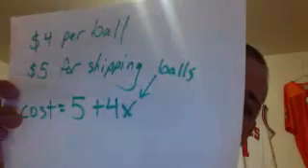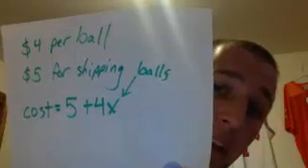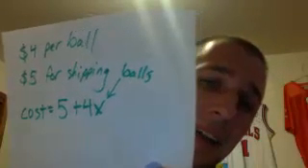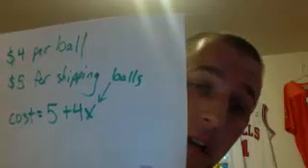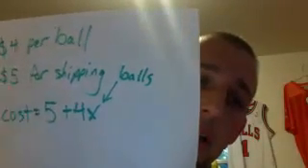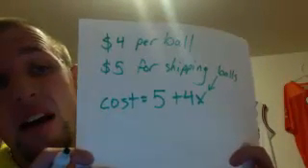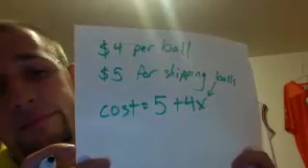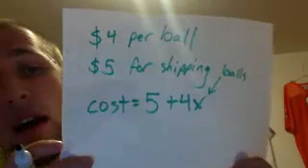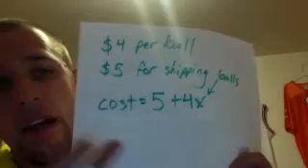Okay, so hopefully what you came up with is 5 plus 4x, where x represents the number of golf balls that you're buying. Okay, because you're starting with shipping, you're going to pay $5 shipping, then you're adding $4 times the number of golf balls that you buy. If you flip these two terms around and you wrote 4x plus 5, that's great. It's the same thing. Okay. So 5 plus 4x is my total cost, okay, in dollars.